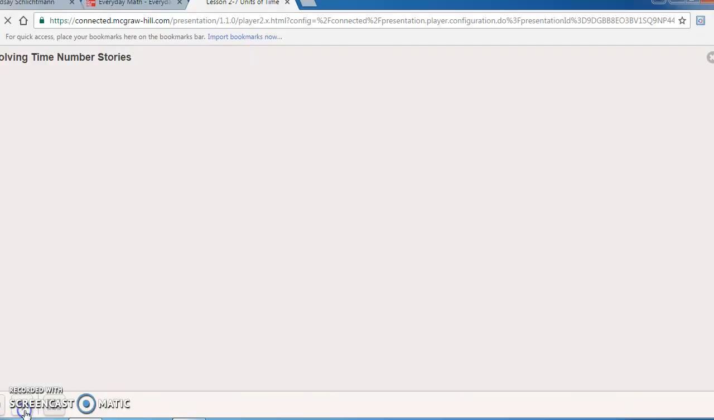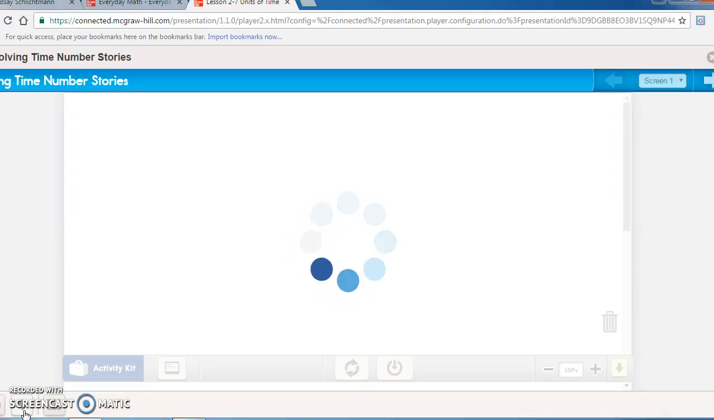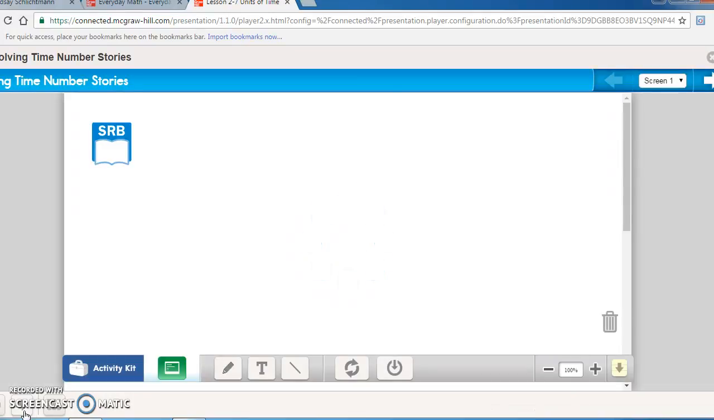Great, so here are the answers for page 49, but I want you to check them in the answer key. Remember, if you ever get stuck, you can always go to your student reference book or your SRB, and you can look through that when you're looking for units of time and what those answers can be.